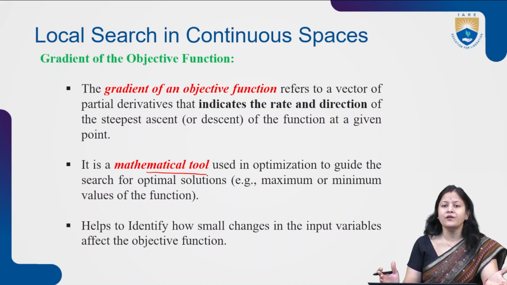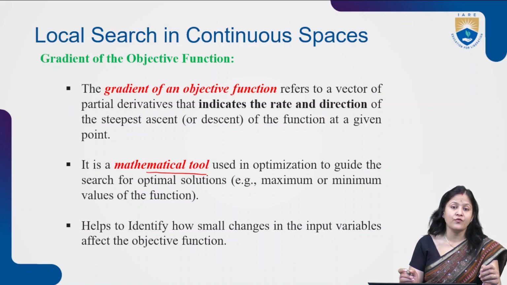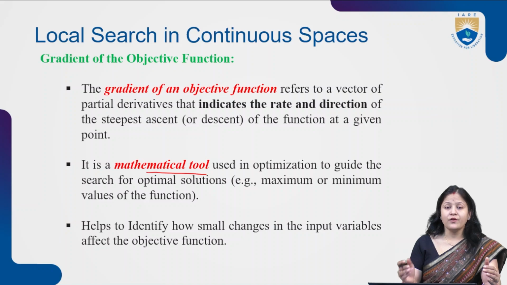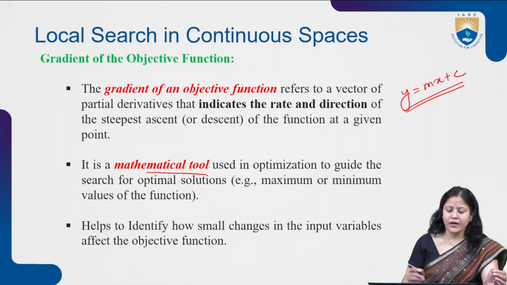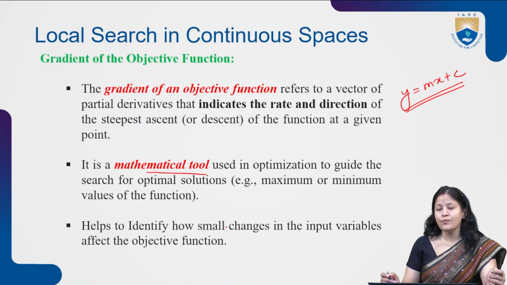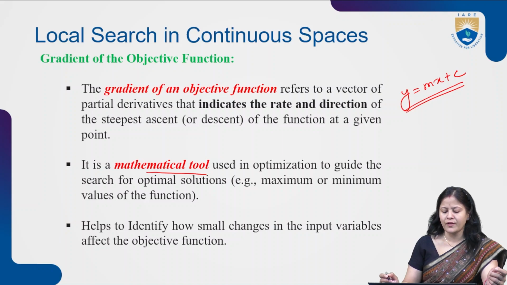That means we can find out the maximum or minimum value for the function. So here is an example: suppose the objective function is y equals mx plus c. Then the partial derivative of this objective function will be calculated, which is nothing but nabla of f. It helps to identify how much small changes in the input variable affect the objective function.